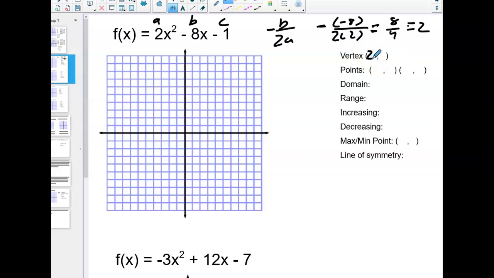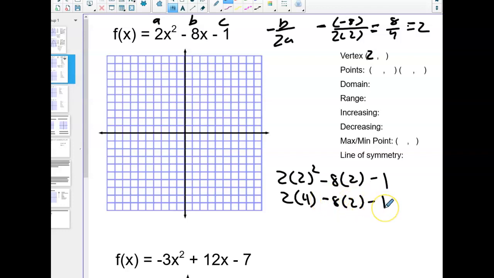And now I'm going to plug my 2 in for x to get my y coordinate. I'm going to deal with the exponent first. It doesn't turn into 16. We don't do 2 times 2 and then 4 squared. It's 2 squared, and then we're going to multiply that by 2. 8 minus 16 minus 1, and we get negative 9.